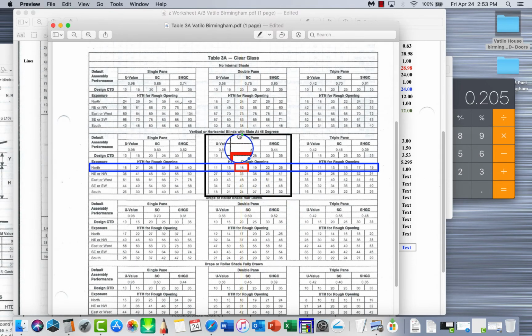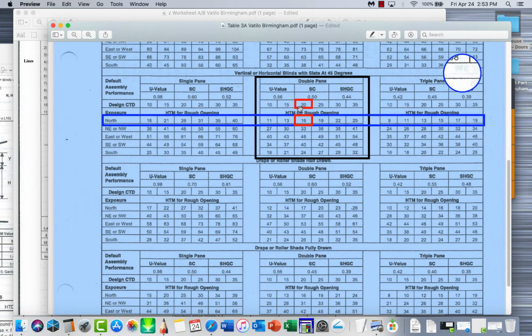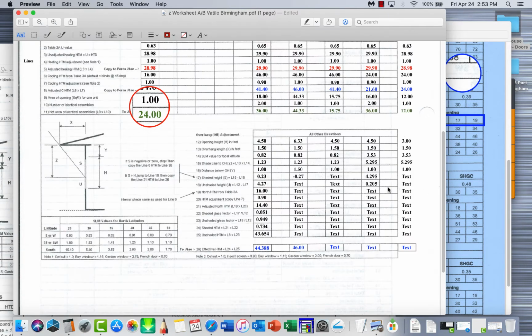And of course, our CTM is 20. So 16 is going to be our number right there where those two intersect. And there you go. So you can see a little bit clearer, I'll pull it down a little bit. There we go. So our T3 CTD was 20. So this is north, and 16 is what our number is going to be.